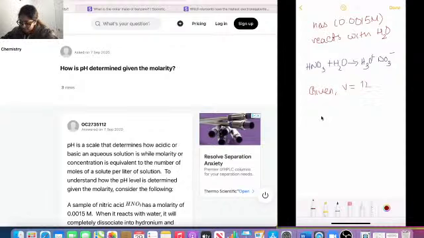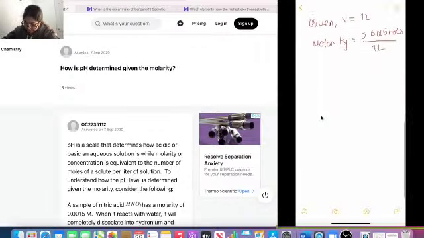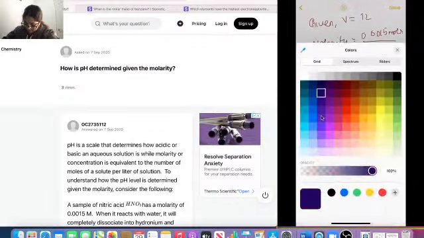Okay, assume that, so basically we can say that the molarity is basically 0.0015 moles per 1 liter, right? We can basically say that this is the molarity of the solution. And so because nitric acid is a strong acid, okay, nitric acid.